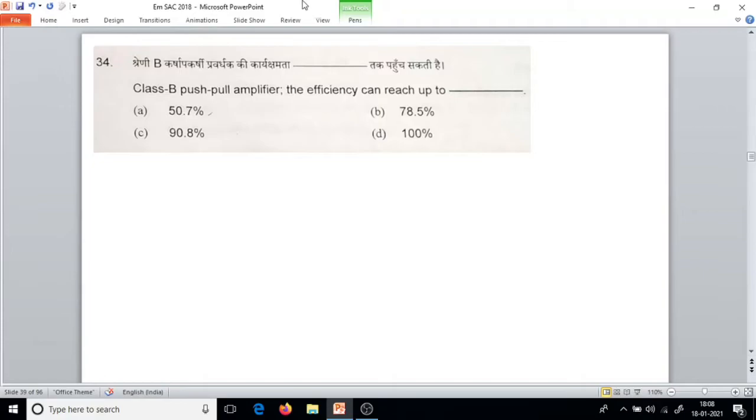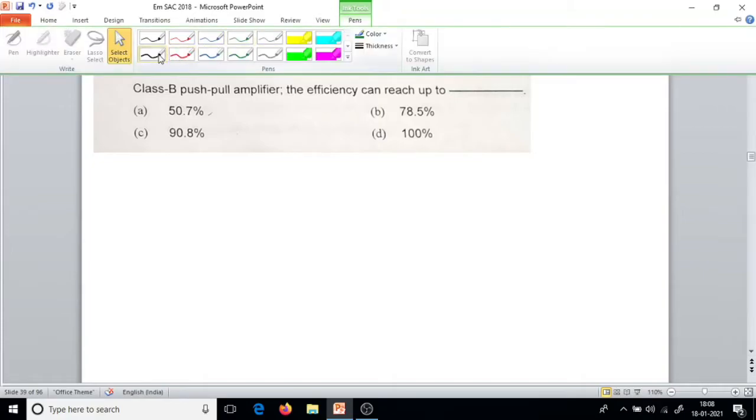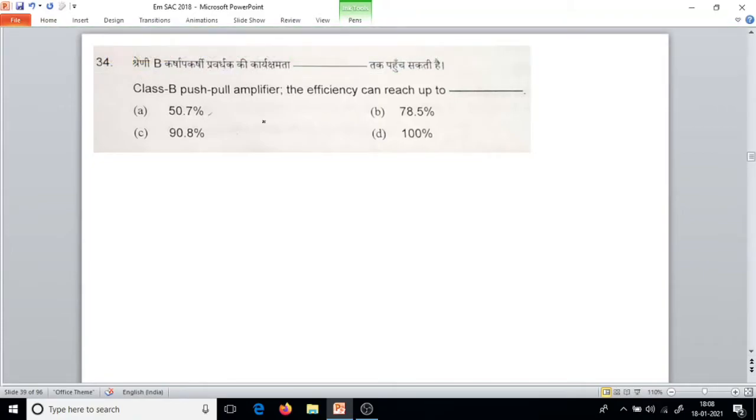Question number 34. In a class B push-pull amplifier, the efficiency can reach up to, what is the maximum ideal efficiency? Efficiency of class B, ideal, equals 78.5%. So the answer is option B.